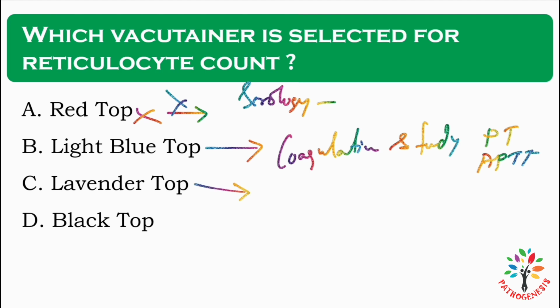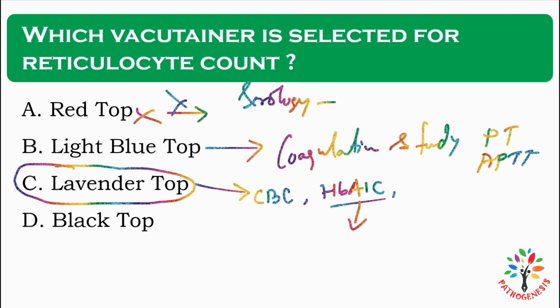Lavender vector is used for CBC, complete blood count, HbA1c, that is the glycosylated hemoglobin, which is done for diabetic persons, and reticulocyte count is also done with the lavender top tubes.